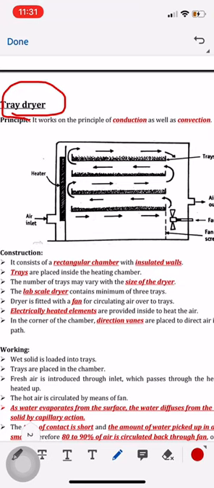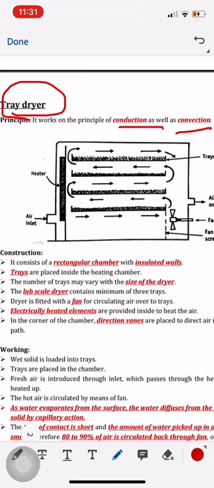Now let's start with the principle. It works on the principle of conduction as well as convection. Now, what is conduction, what is convection, what is radiation? These three are the types of heat transfer which you have already studied in heat transfer chapter, so I'm not going into detail. Okay, so that works on the principle of conduction as well as convection.